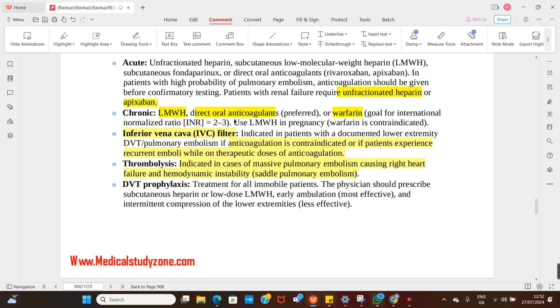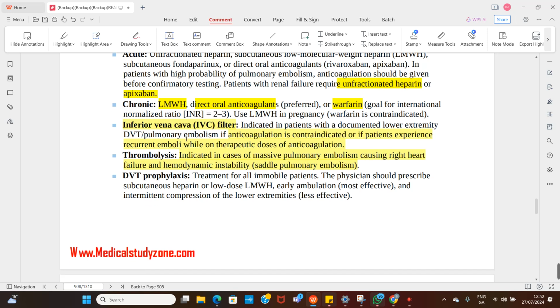So use it, particularly if the person is pregnant, don't forget that. If the person is not pregnant, use your direct oral anticoagulant. You don't need to monitor. You are okay. I've talked about the IVC filter, especially when the person has a contraindication to anticoagulation, or you have anticoagulated with the maximum dose and it's still not working. Put in your IVC filter.